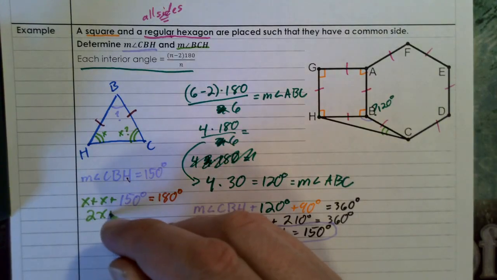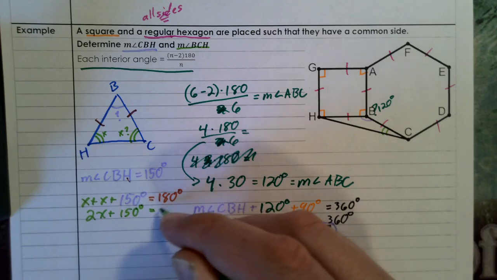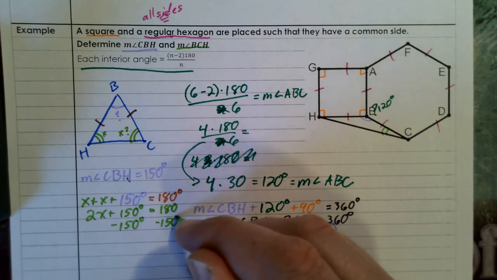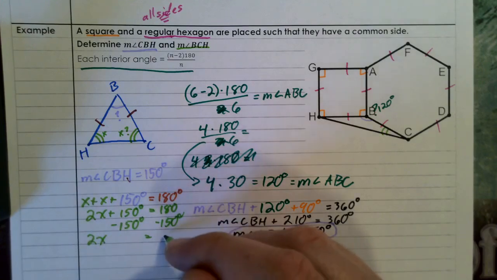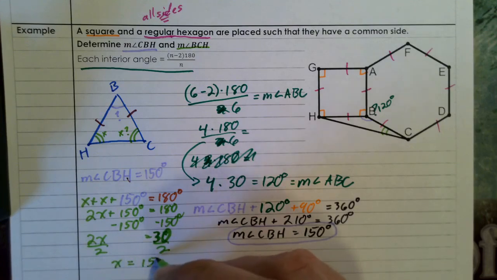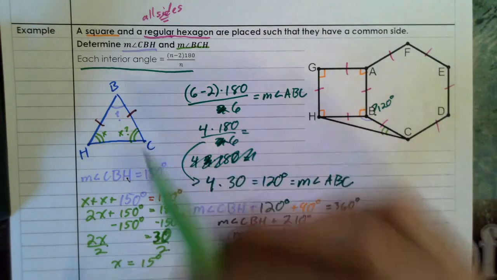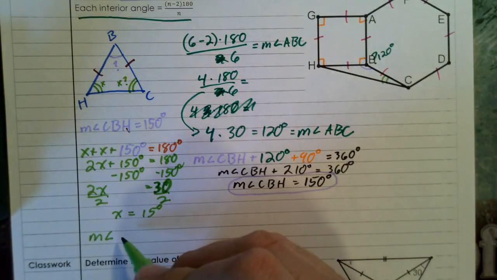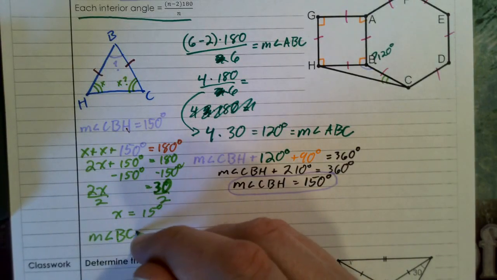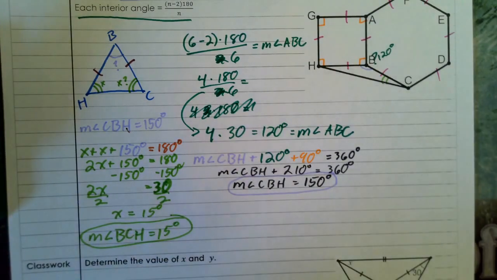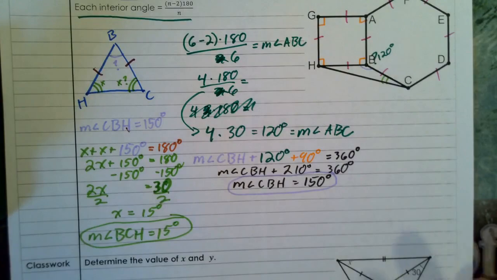So I can say 2x plus 150 equals 180. Subtract that 150. I can say 2x equals 30, not 130, just 30. Divide by 2. X equals 15 degrees, and that x is representing this angle that I was looking for. So the measure of angle BCH has got to equal 15 degrees. All done. So I got this one and that one. All finished.